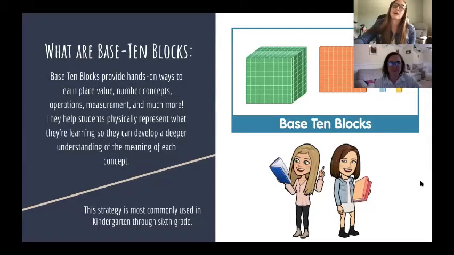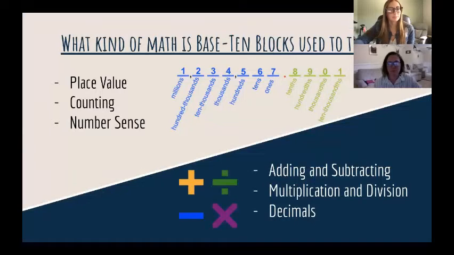Base 10 blocks provide hands-on ways to learn place value, number concepts, operations, measurements, and much more. They help students physically represent what they're learning so they can develop a deeper understanding of the meaning of each concept. This strategy is commonly used in kindergarten through 6th grade, and I will show you soon why, because they just go above and beyond.